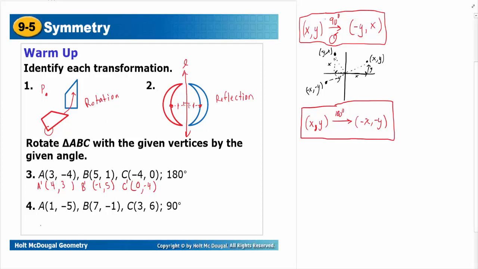For B, I'll go ahead and change the color here. I got A prime. I have B prime and C prime. Now this one, all we're doing is switching the signs for the x and the y. So you see the x and the y are going to be the opposite sign. So it'll just be -1, 5, -7, comma 1, and -3, -6. So if you know the rules, you can go through these ones really fast. Okay, so know those rules. And there we go, there's your warm-up.